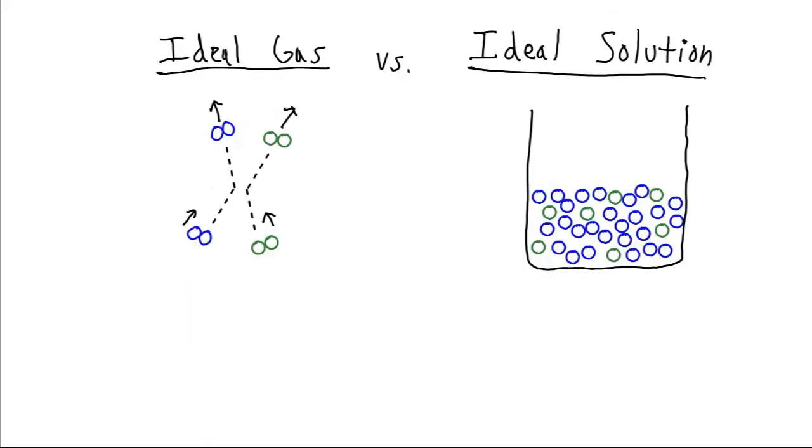To understand what an ideal solution is, let's compare it to something we already have good intuition for, which is an ideal gas. So with an ideal gas, it doesn't matter what the identity of the gases are that we have in our container. We can just calculate the number of moles of gas we have and stick it into our ideal gas equation and get the pressure. The reason we can do that is because these gases we're stipulating are under conditions in which intermolecular forces are very weak or very negligible.